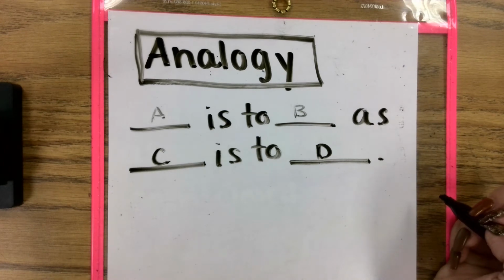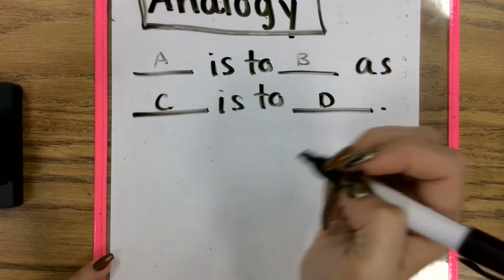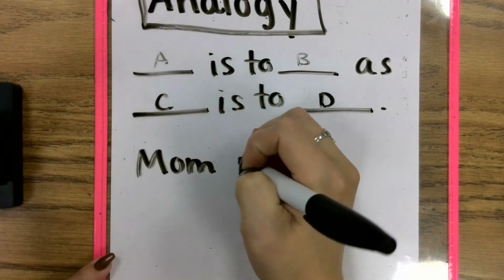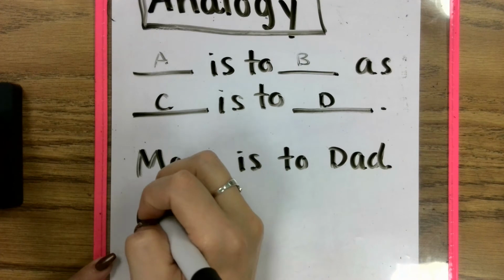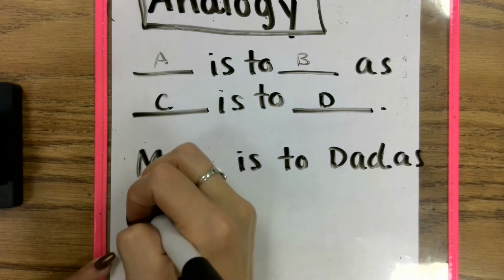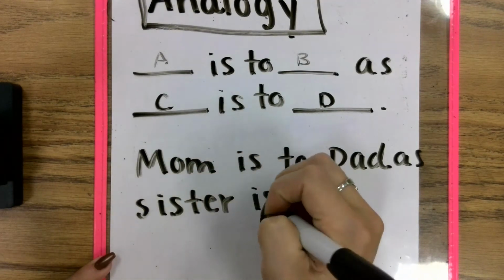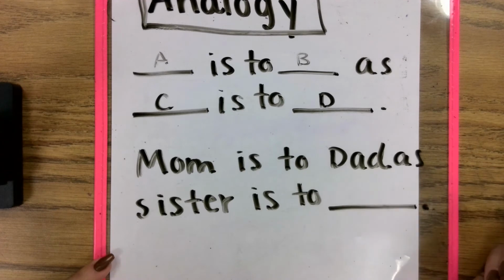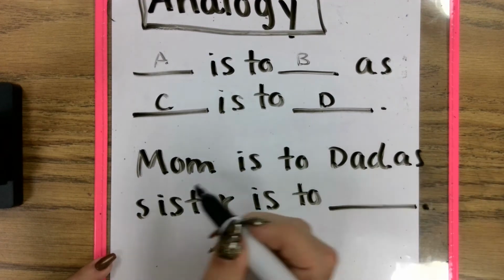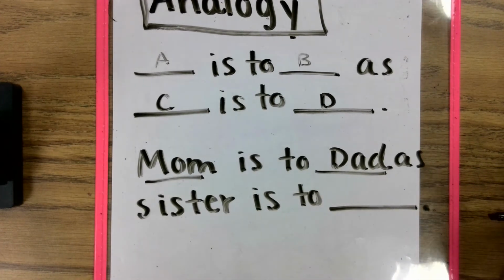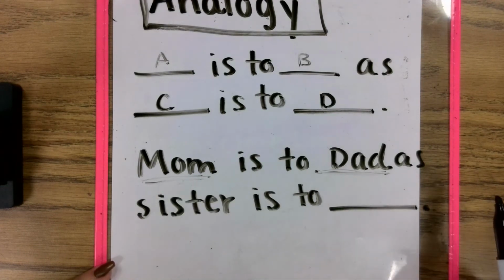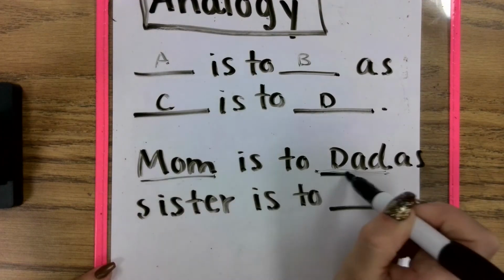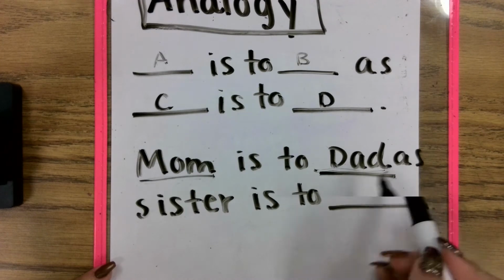So for example, you would say, let's say, mom is to dad as sister is to blank. So this is where you're trying to fill in that blank. So mom and dad are both parents, but mom is a female parent and dad is a male parent. So we have a female to a male. So mom is to dad as sister is to.